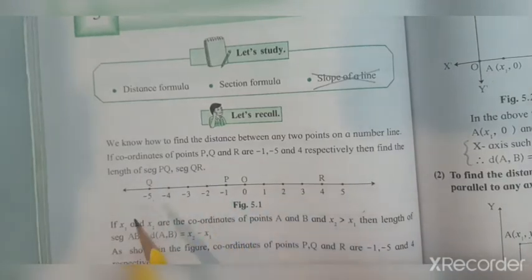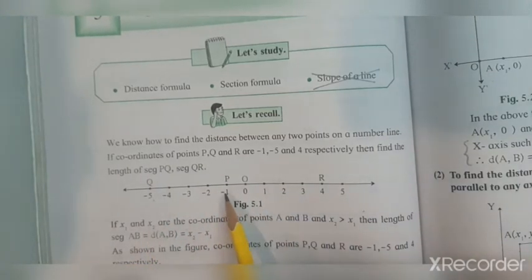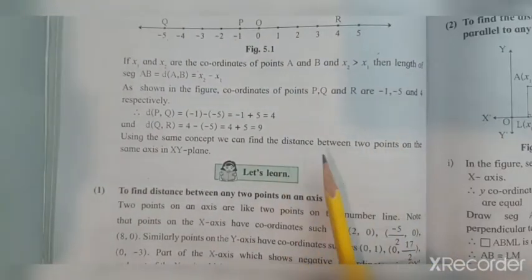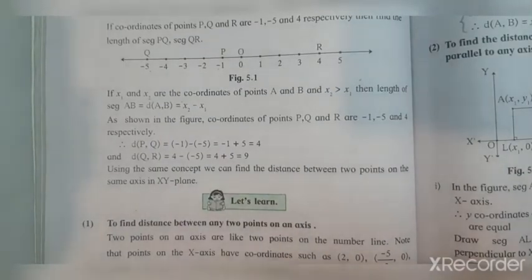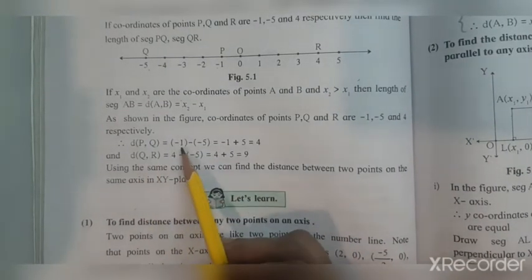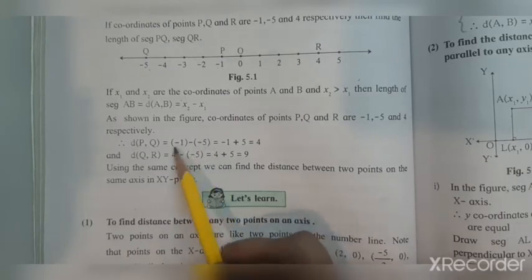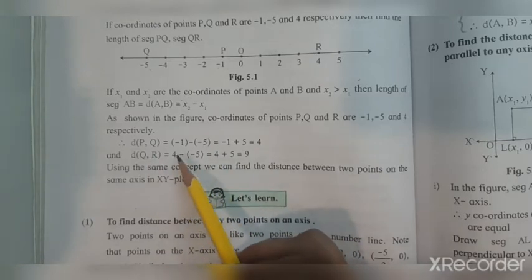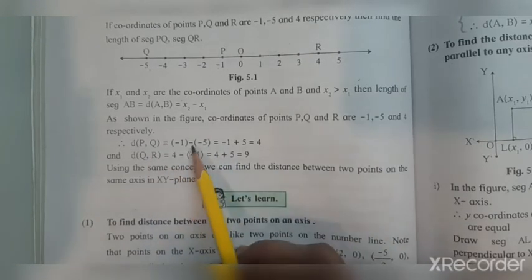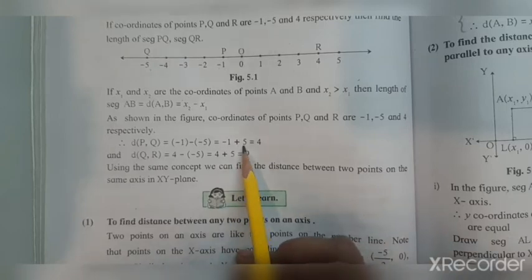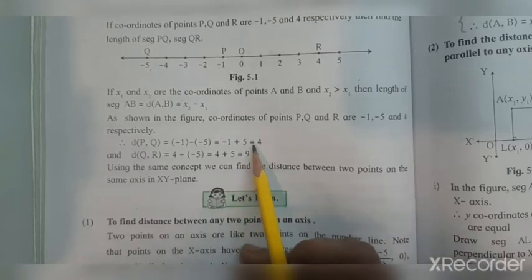So greater coordinate minus the smaller coordinate: -1 minus -5. Here they have shown the calculation also. We have solved these integers in 6th standard, and we are learning after that also. Minus into minus is plus. So -1 plus 5. Here when the signs are different, write the sign of the greater number. The greater number is 5, so its sign is plus, and subtract: 5 minus 1 is 4.